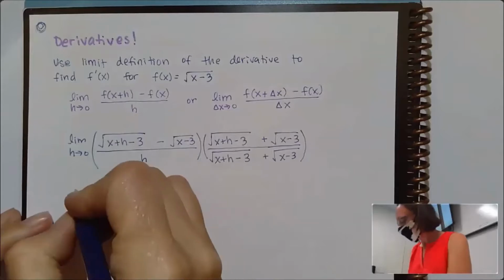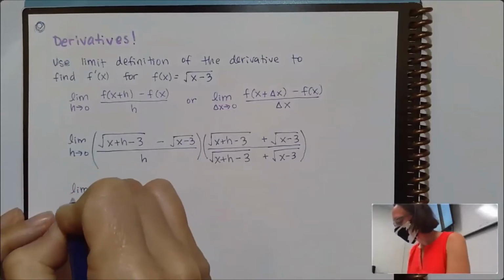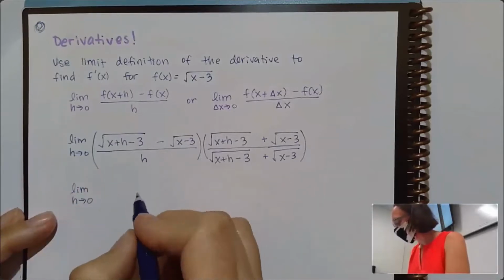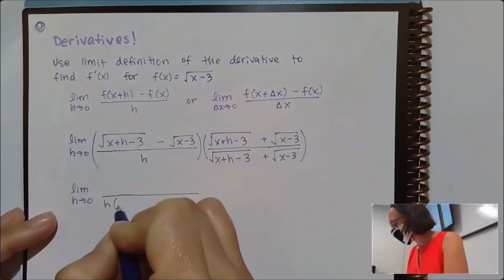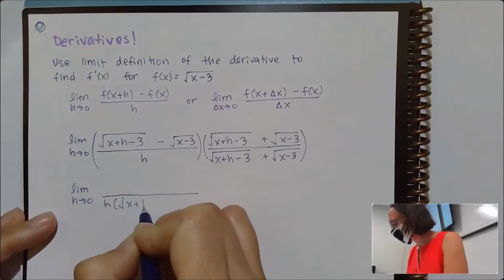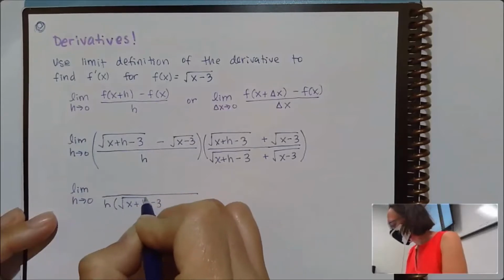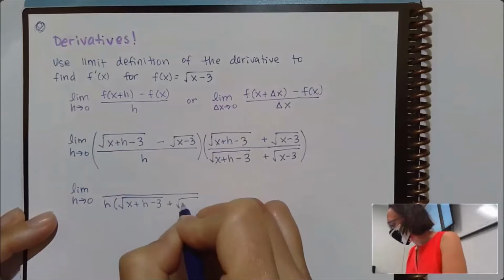From here, the objective is to get that h in the denominator to cancel out, which means I'm not going to multiply it through. I'm not going to distribute this out. I want to leave it alone. I just want to clean up the numerator.